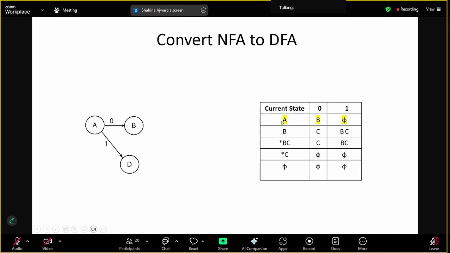Then for the input symbol 1, it's a new pi, right? So I said this pi we can't ignore in a DFA. So what did I do? New one, new state, right? Here we have A, B, C and all. So D, it could be any character. So we put D. For the state A, the input symbol 1 goes to D. Clear?